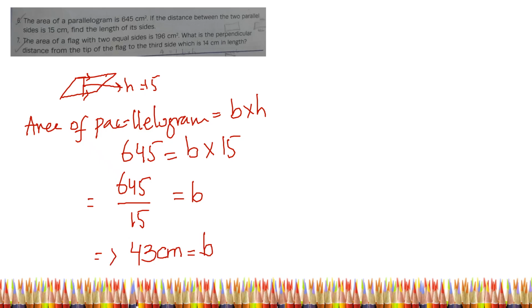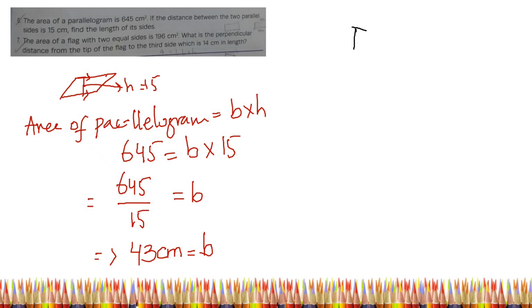Now looking at the next question, the area of a flake with two equal sides is this. What is the perpendicular distance from the tip of the flake to the third side, which is 14 centimeter in length? In this question, you need to identify the shape first, and if you look clearly at the question, you will look for the keywords. You will come to know that the shape is a triangle. How? Because here it's given two equal sides, and here it's talking about the third side, which is this in length, and here it's talking about the tip. So that means basically it's a three-sided figure, which is a triangle.